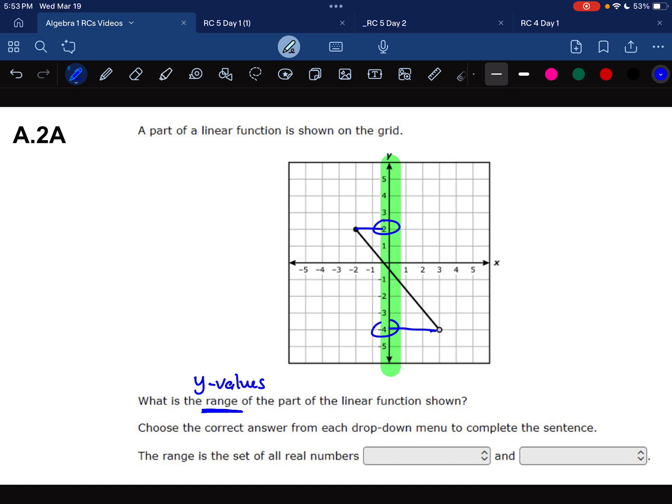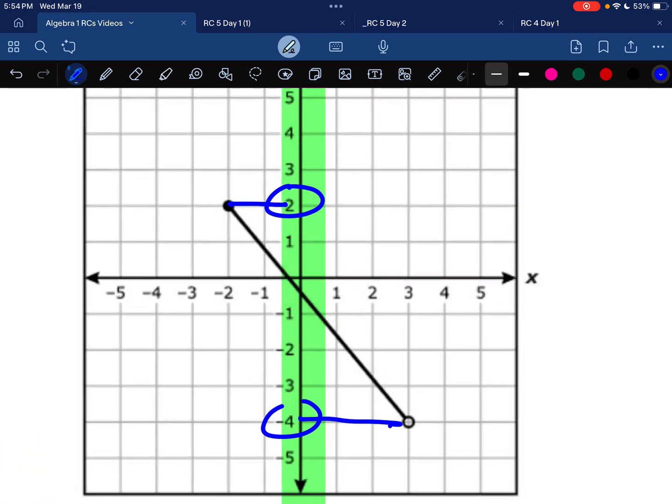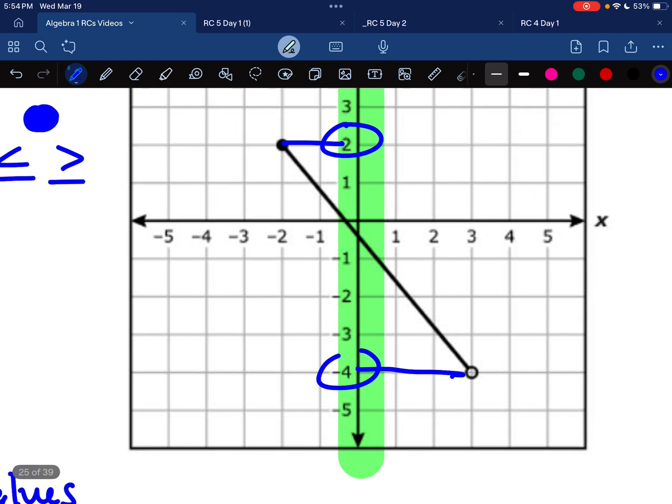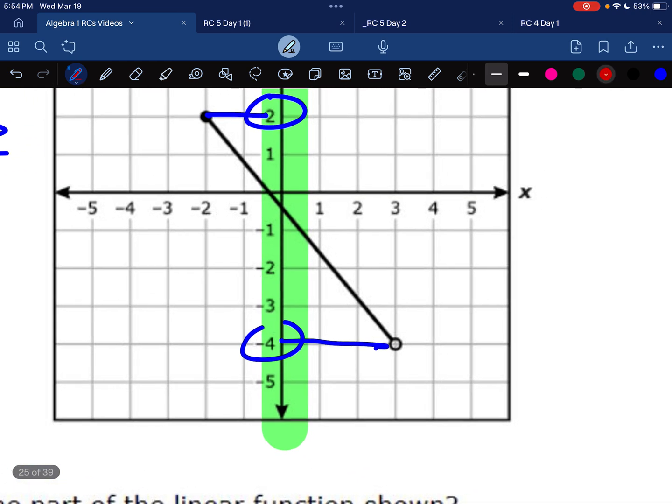But I see two endpoints that look completely different. So I see a closed circle. When you're dealing with a closed circle, what inequality are you dealing with? Less than or equal to, greater than or equal to, less than or greater than. Right? When you're dealing with a closed circle, you are dealing with one of these inequalities. Here at the bottom, I have an open circle. That means one of my inequalities will be less than or greater than.